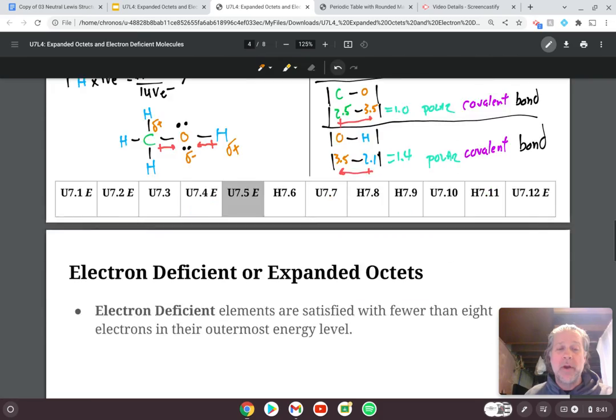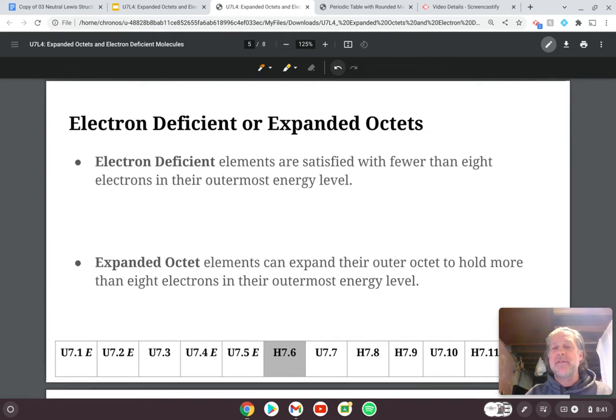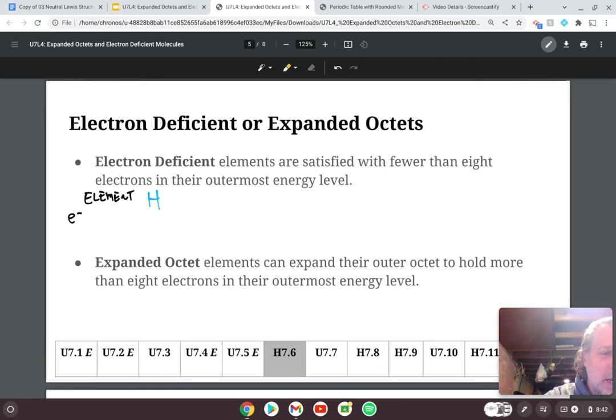All right, moving right along, we now need to go talk about something called electron deficient or expanded octets. So we've already talked about how atoms can be electron deficient. And what we mean by that is that they don't need 8 valence electrons to be their most stable arrangement of electrons. And there's really 3 that we're going to focus on. To refresh your memory, we had hydrogen, which needs 2 electrons. So I'm going to do this: element, electrons needed, and bonds.